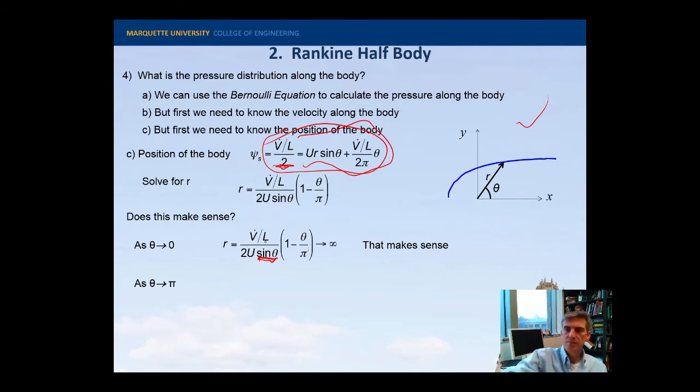What about if theta goes to pi? What would you expect r to go to? Well, it should go to the amplitude of the stagnation point, right? And we solved for that.